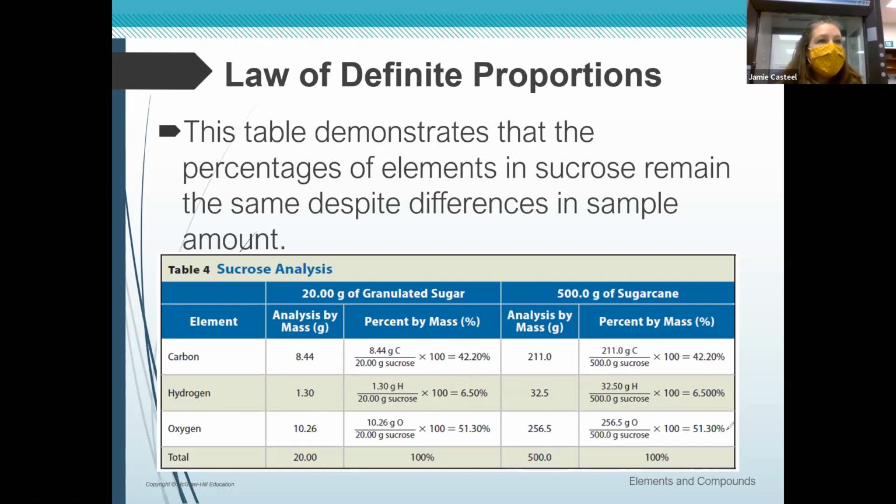If I add 42.2, 6.5, and 51.3, what's my total there? It's going to add up to what? 100. Good. So 100% of it is accounted for. You with me? Questions so far? All right. Okay.